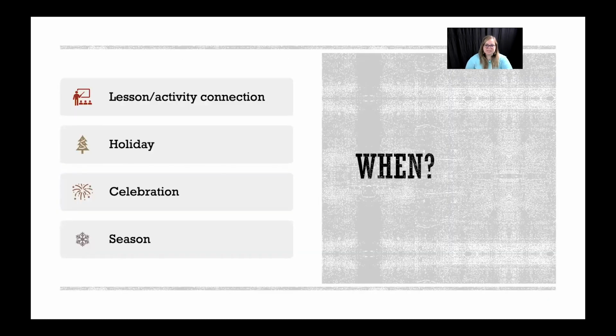And when is it appropriate to use community partners to have that community engagement? It can be lots of different reasons, but here are a few ideas. You can connect it to a lesson or activity. You can do them simultaneously, or you can have it be a follow-up, or maybe even have it be an introduction. Invite your guest before you do the activity so they can ask lots of questions and they can learn about it before they dig in.